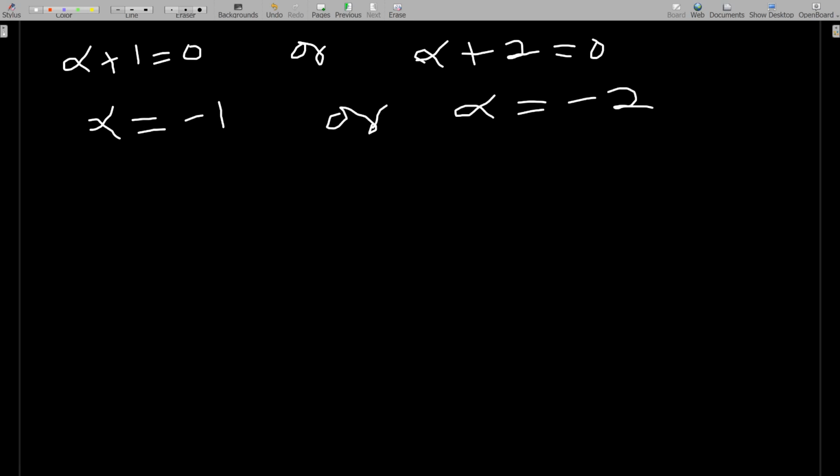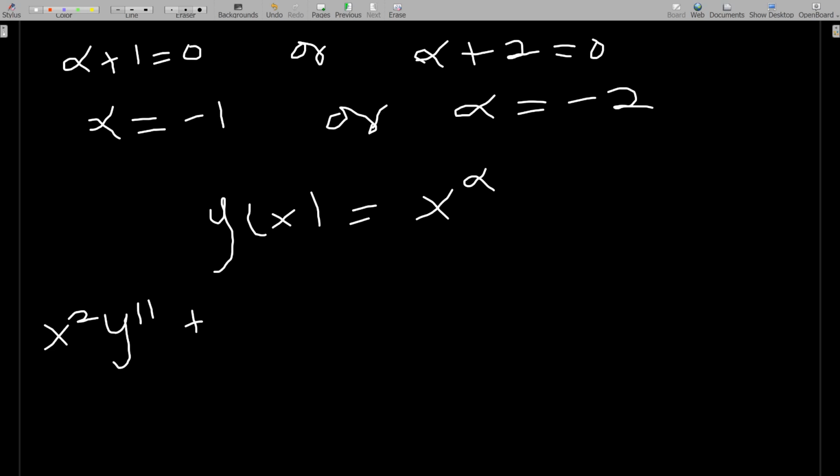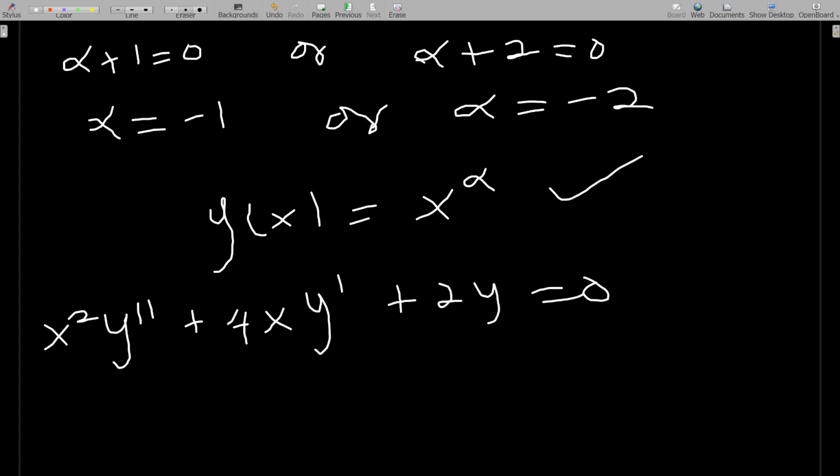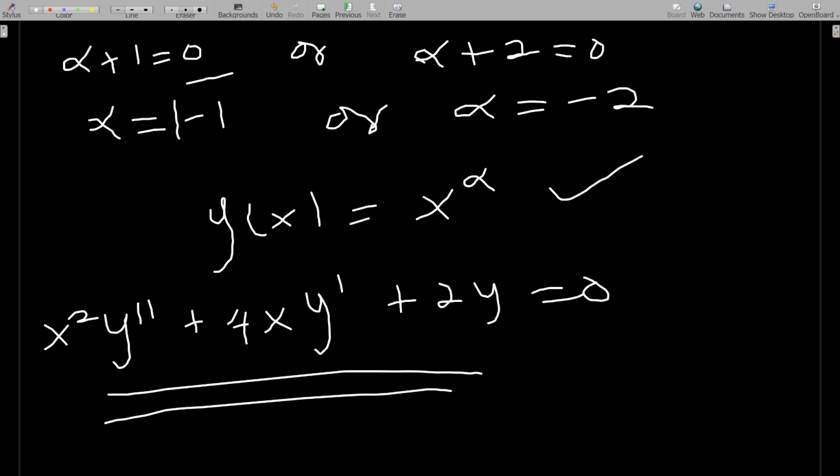So for the values of alpha that will make the function y of x equal to x to the power alpha a solution to the differential equation x squared y prime prime plus 4x y prime plus 2y equals 0, alpha should be equal to either -1 or -2, and this works. Okay, so I hope you understand the solution to a differential equation. It's just a function that satisfies the differential equation. Okay, all right, so in our next discussion we'll talk about how to find a differential equation given its general solution.